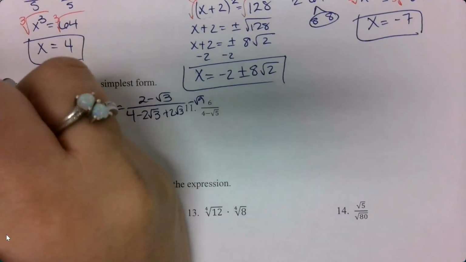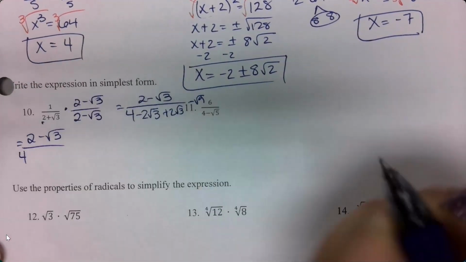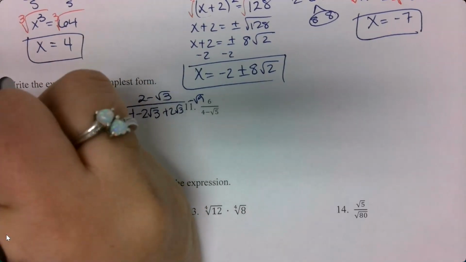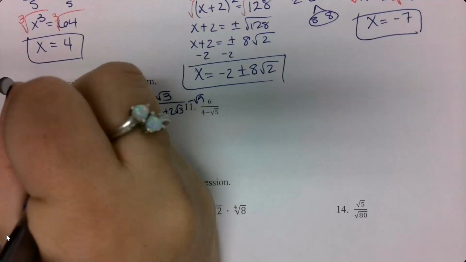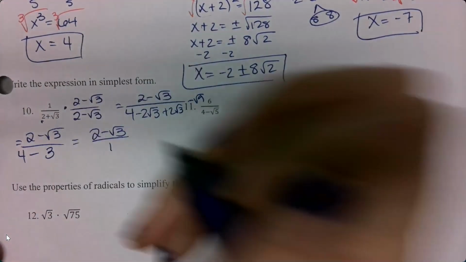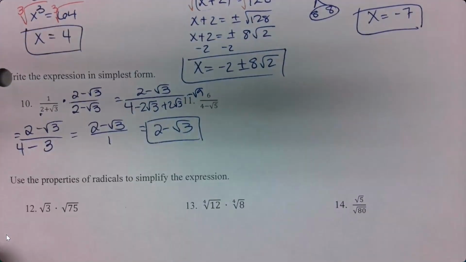So then I want to simplify. I have 2 minus the square root of 3 over 4. The 2 square root of 3's cancel out. The square root of 9 is 3. So then I want to simplify. 2 minus square root of 3. 4 minus 3 is 1. I don't have to write that on the bottom. So my answer here is just 2 minus the square root of 3.